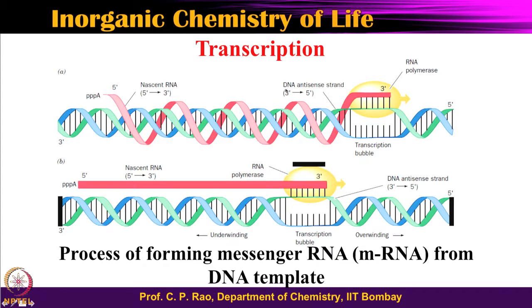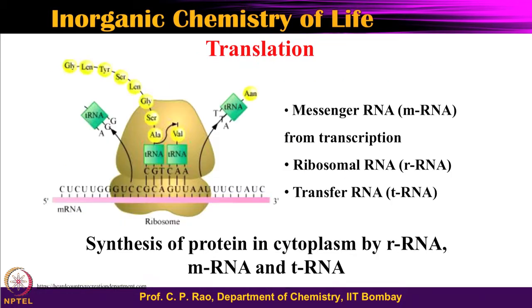Then you have a DNA antisense strand, which will open up, then be read and a copy made of this. Making the copy of this is referred to as the transcription process, and this copy is used as an mRNA. This mRNA is referred to as the copy which we got from the previous slide.